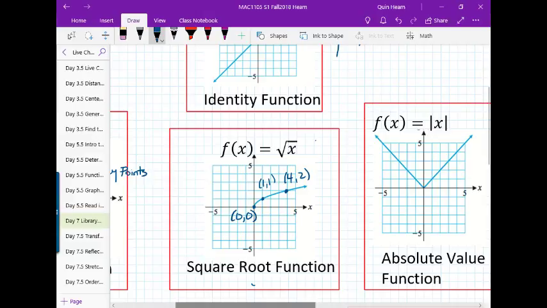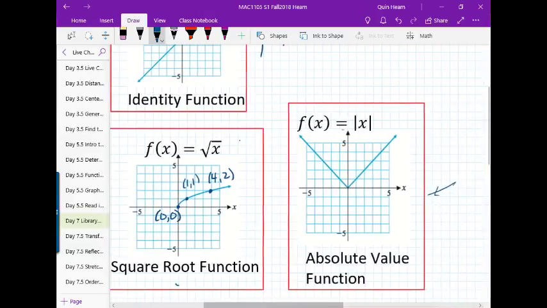The absolute value function, which is interesting, it's the only one that comes to a sharp point. This absolute value function has actually the same 3 key points as the square function, 0, 0, 1, 1, and negative 1, 1. So the 3 points are the same, but the shape is different. So it's very important when you're graphing these that you focus on getting the shape right. Most of them are very rounded, but not the absolute value function. It looks like a V.